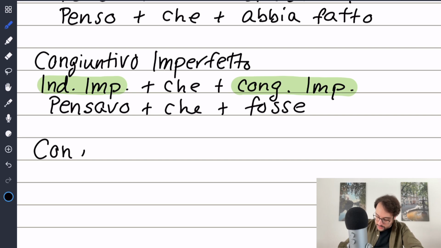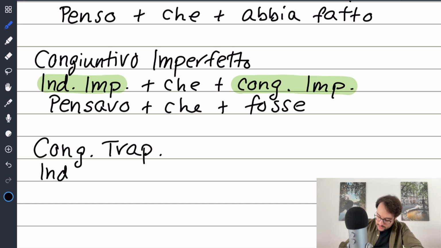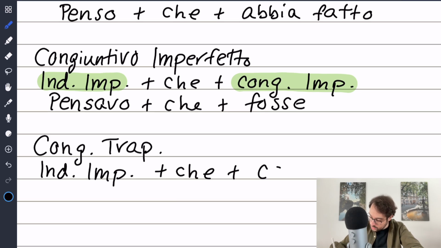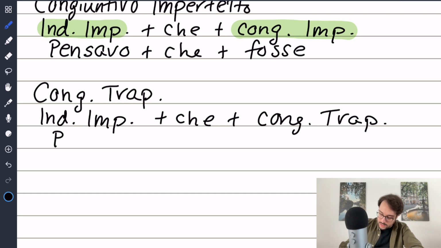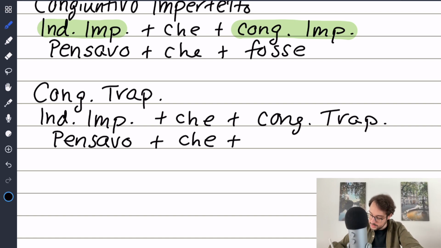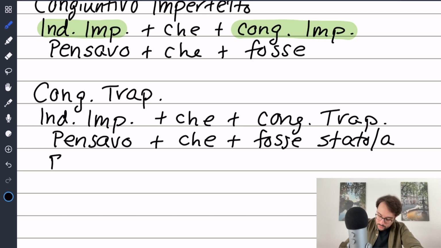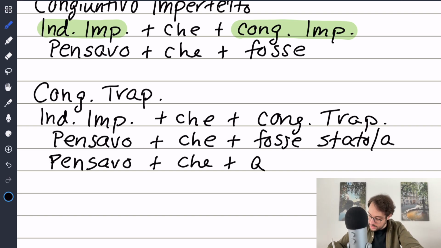And now, what we'll be doing today, congiuntivo trapassato, we begin in the indicativo imperfetto plus che plus congiuntivo trapassato. What does that look like? Pensavo che fosse stato or fosse stata. Let's do another one using avere. So, pensavo che avesse fatto.